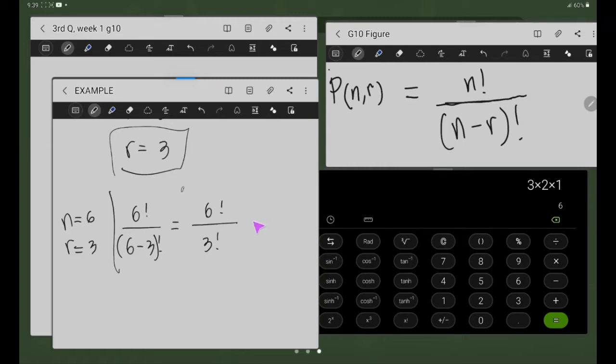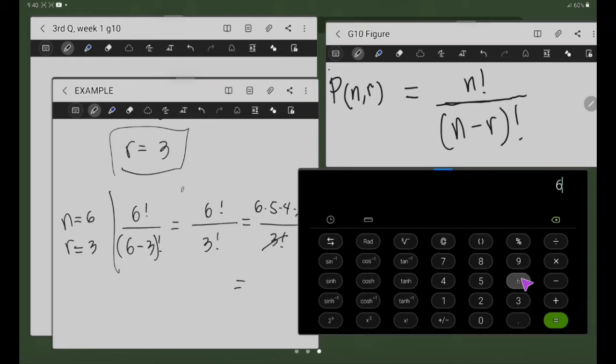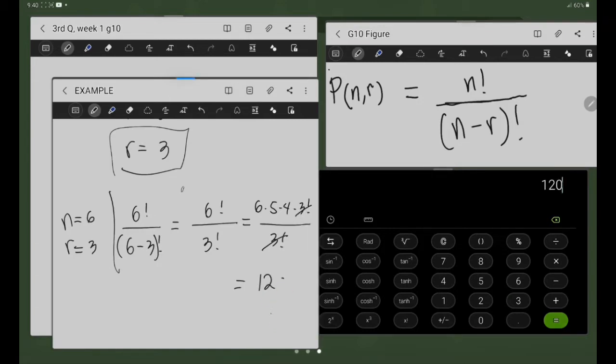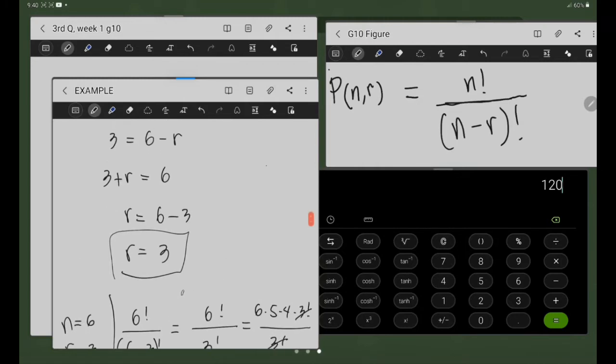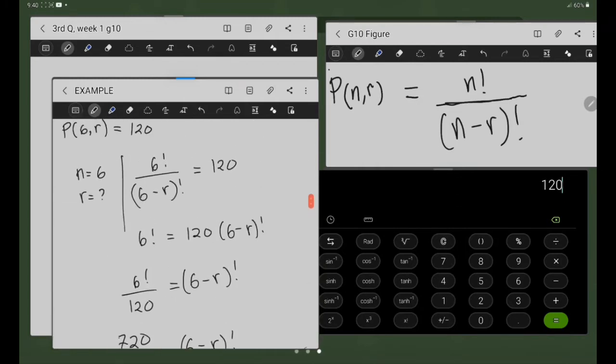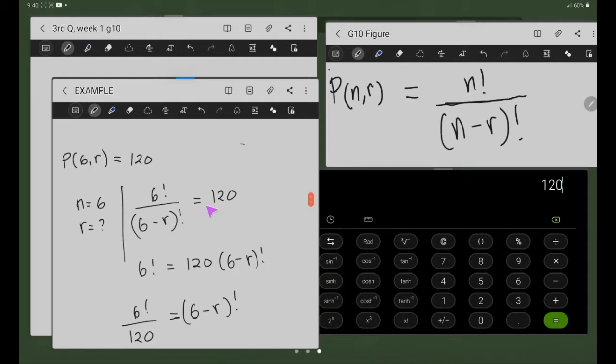So, this is equal to 6 times 5 times 4 times 3 factorial over 3 factorial. Makakansela yan. So, ito na yung naiwan: 6 times 5 times 4. So, ang sagot natin is 120. So, tama siya. This is 120.